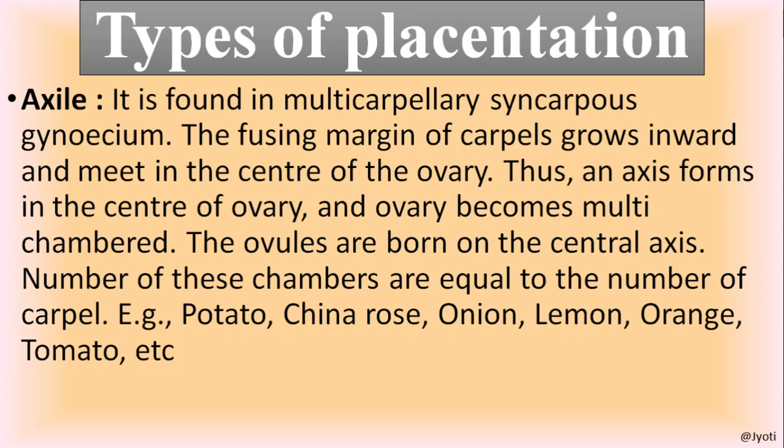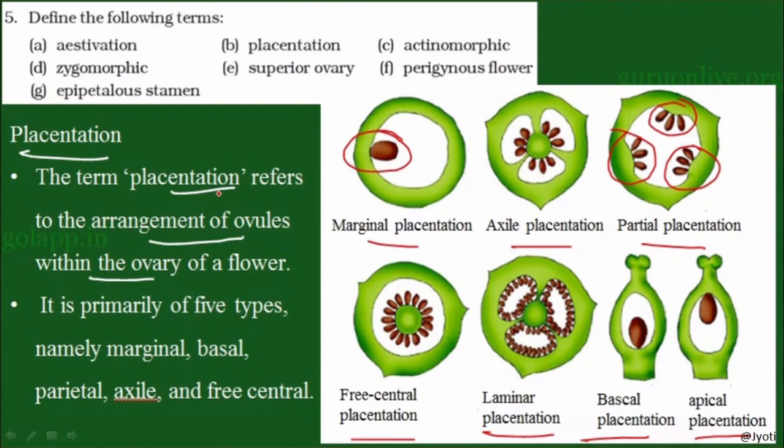Next, axile placentation. This is seen in multicarpellary syncarpous gynoecium, and the fusing margin of the carpel grows inward to meet the center, and an axis is formed. Okay, so let me show you the picture. So this is axile placentation.